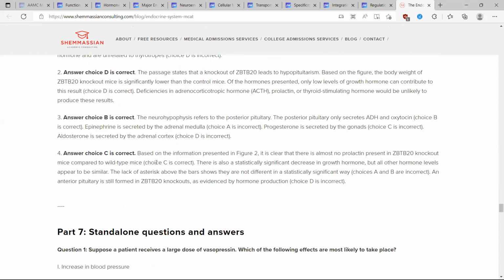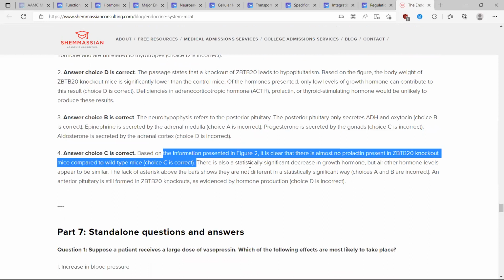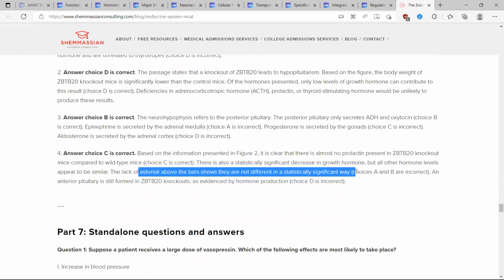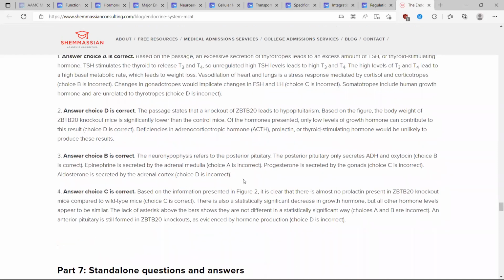Yeah, so a statistically significant decrease in growth hormone, all other hormone levels appear to be similar. Lack of asterisk shows they are not different in a statistically significant way.